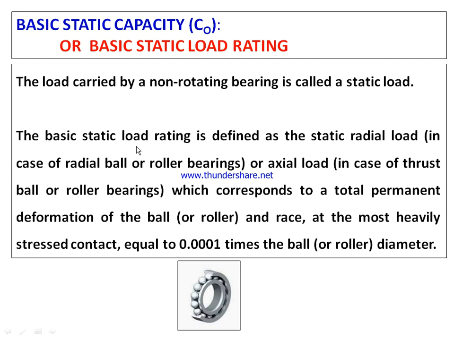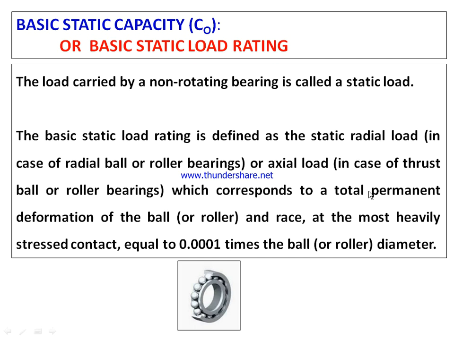The basic static load rating is defined as the static radial load in case of radial ball or radial roller bearings, or axial load in case of thrust ball or roller bearings, which corresponds to a total permanent deformation of the ball in a ball bearing or roller in a roller bearing and race at the most heavily stressed contact point, and the magnitude of the permanent deformation will be equal to 0.0001 times the diameter of the ball or the roller.